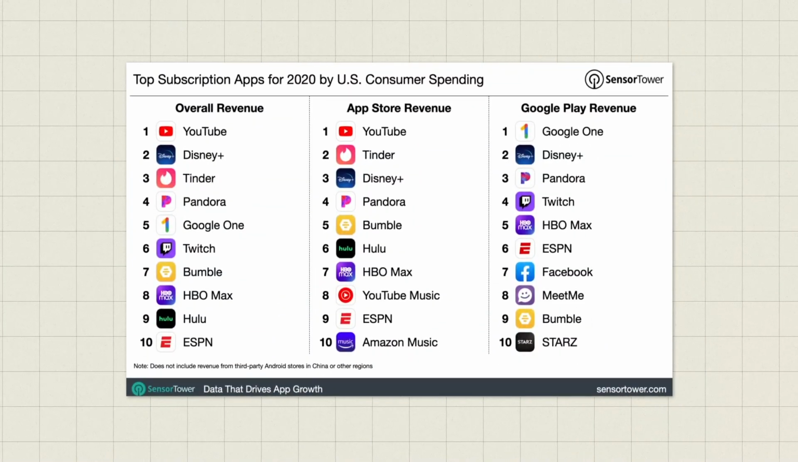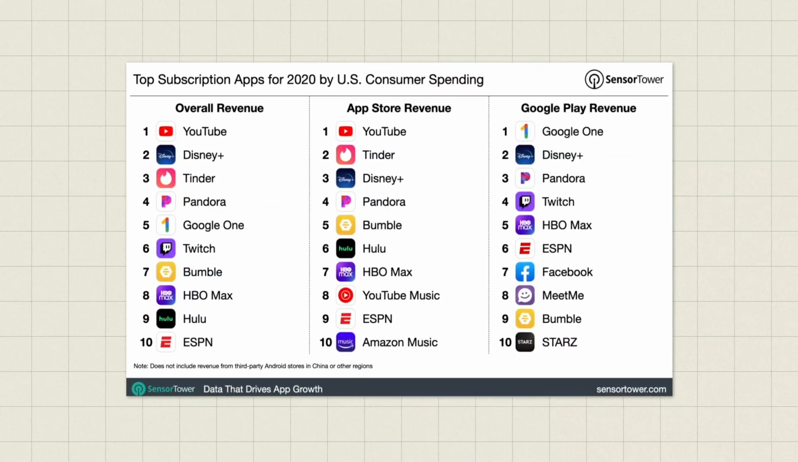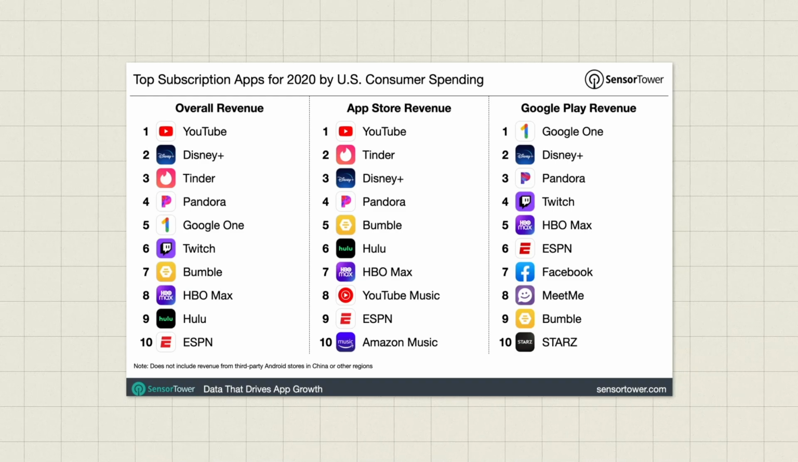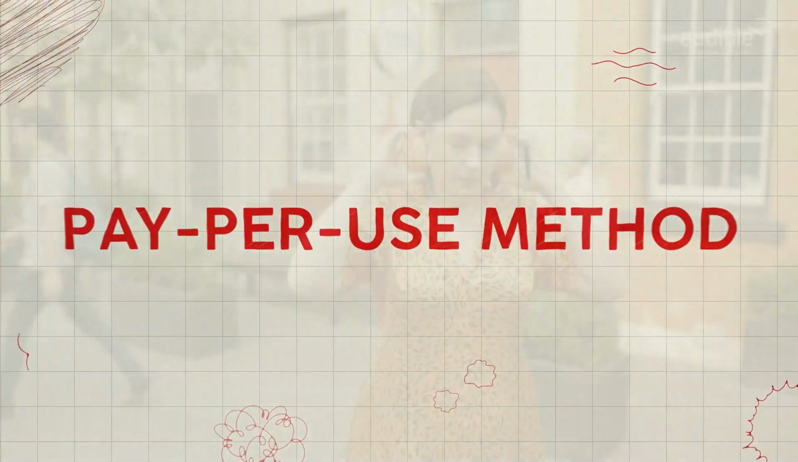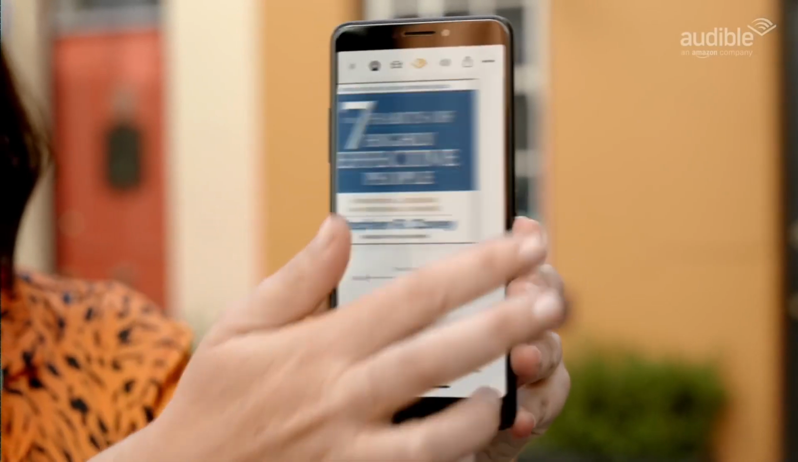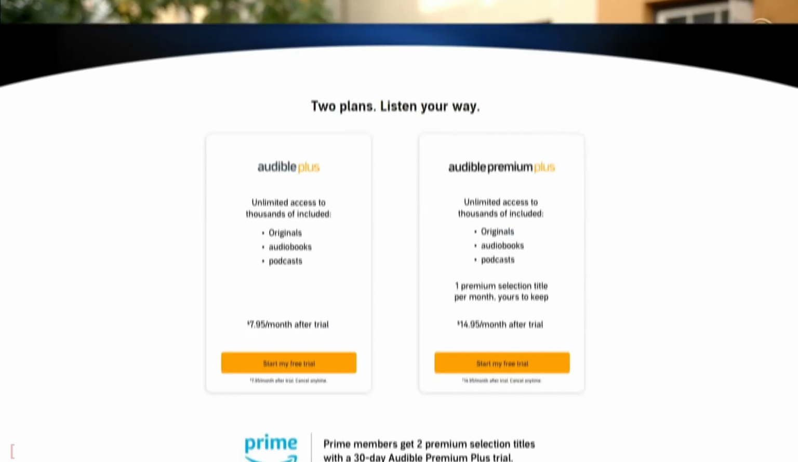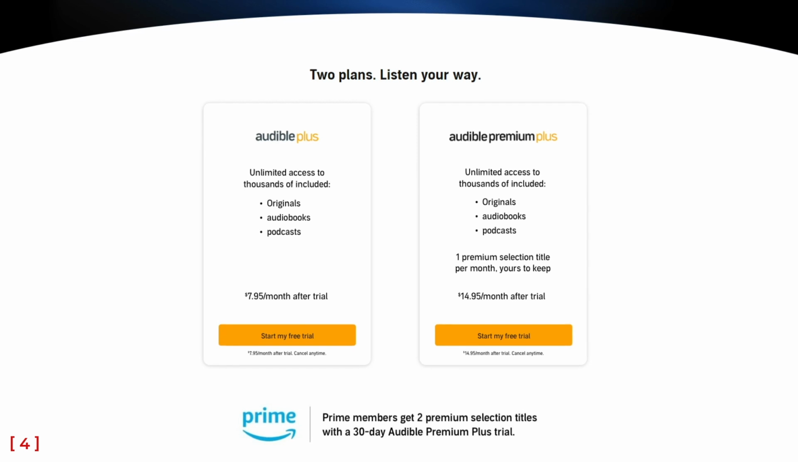Subscriptions are favored not only because they benefit most businesses, but also since that's what people are used to. In some cases, it makes more sense to use the pay-per-use method. Let's look at Audible, Amazon's provider of audiobooks. At first glance, they have a classic subscription-based revenue model with two pricing tiers.